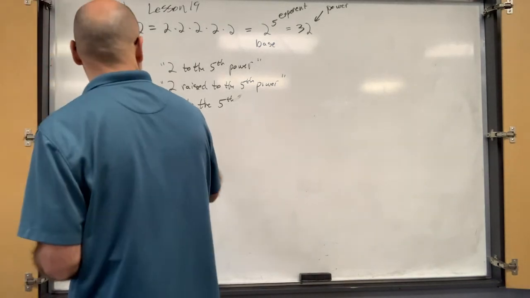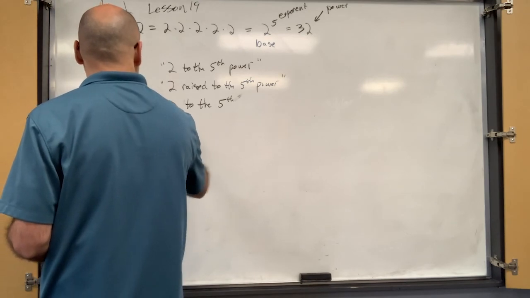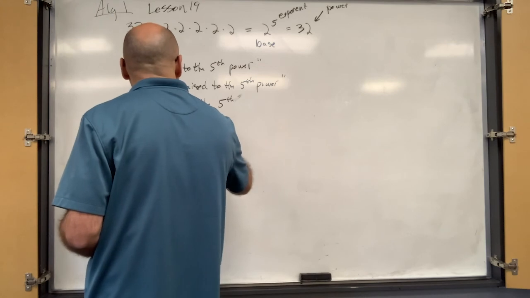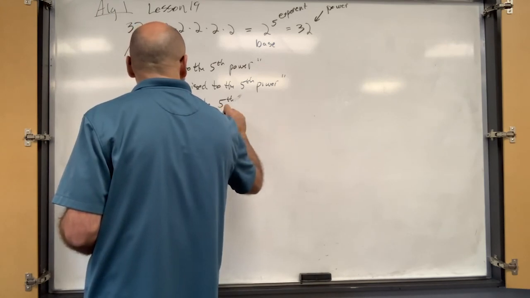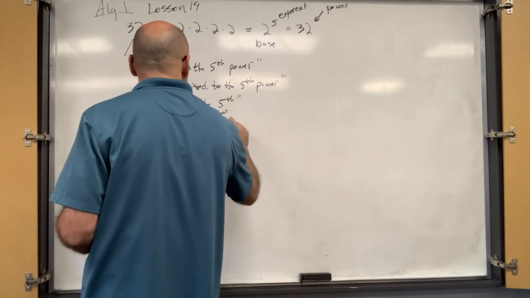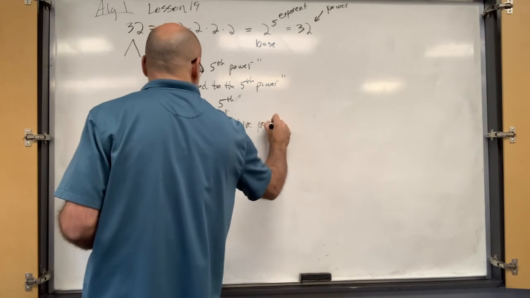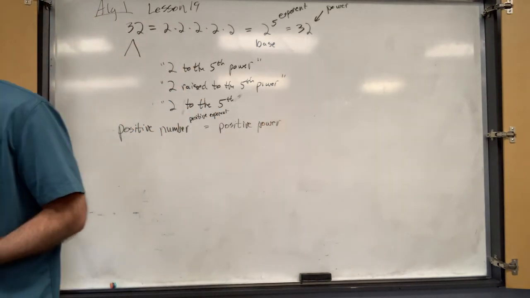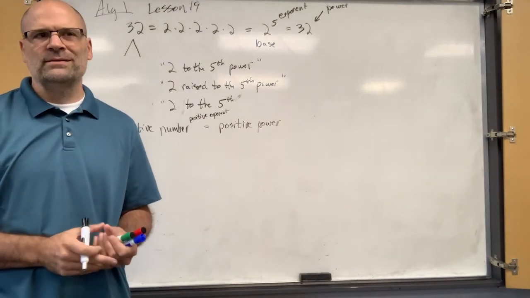So usually when you have a positive number raised to a positive exponent, you get a positive power, or positive number. So far, so good? All review, right?